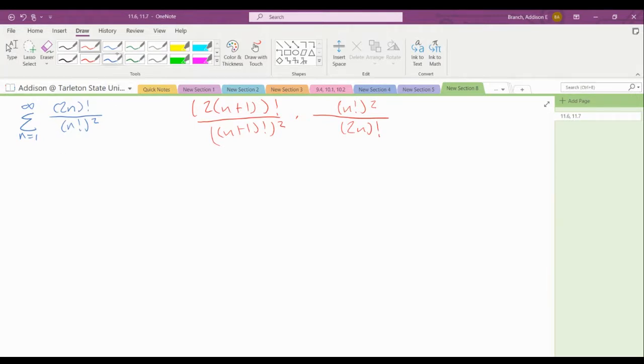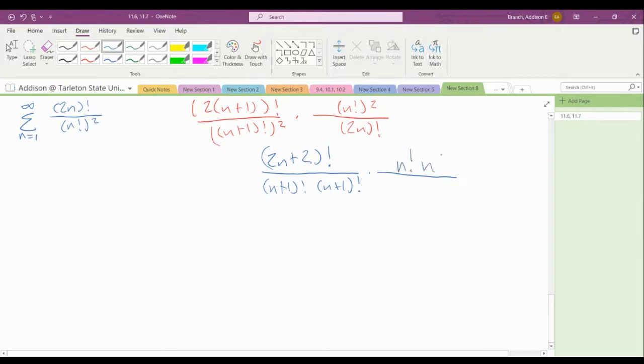Let's try to break some of this down a little bit more. We can rewrite the top as saying we have 2n plus 2 factorial. And then we can rewrite the bottom as n plus 1 factorial times n plus 1 factorial, and just break up that square. For our other side, we can do the same thing with that n factorial as well.